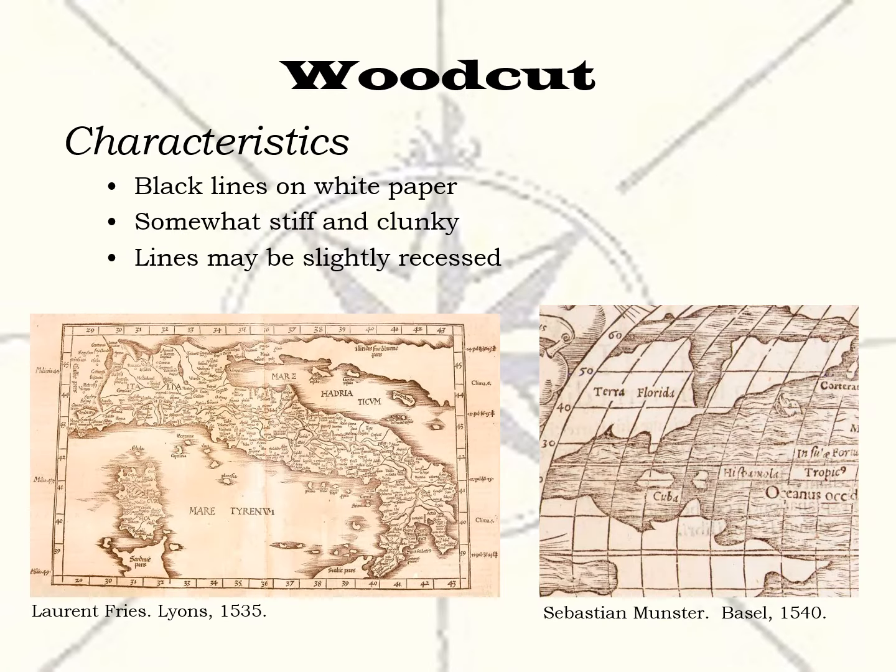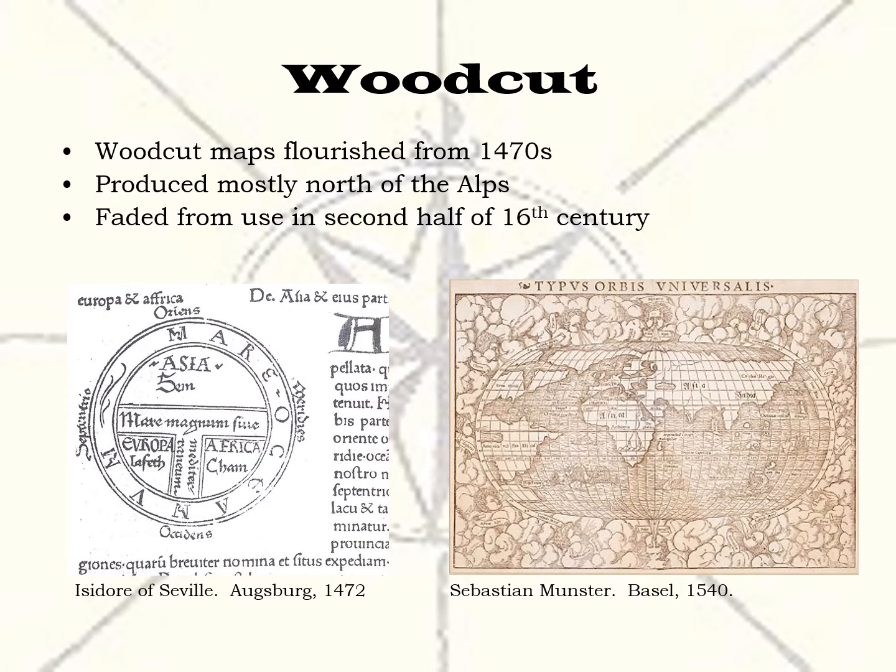So what are the characteristics of woodcut maps? First, they have black lines on white paper. They are also somewhat stiff and clunky because of the difficulties of working with the wood. And finally, the lines sometimes are slightly recessed on the paper because of the pressure from the press. Most of the earliest maps were made by this process.